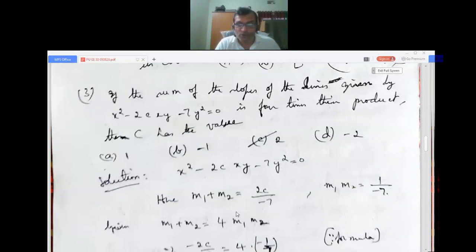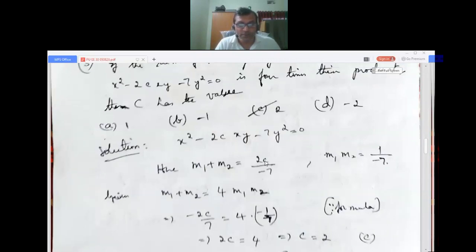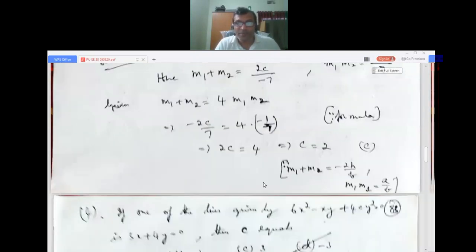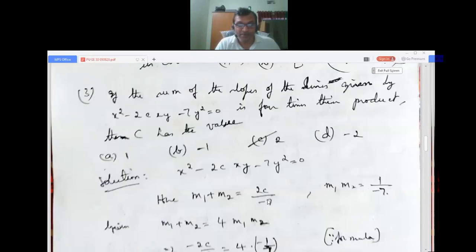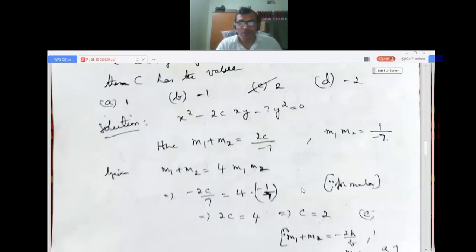Okay, by using that, m1 plus m2 equals minus 2h by b, so 2h is minus 2c, and b is minus 7. So minus and minus get cancelled, so plus 2c by b, that is minus 7. Okay. m1 m2 equals a by b, a is 1, b is minus 7, so 1 by minus 7. It follows from the formulas.